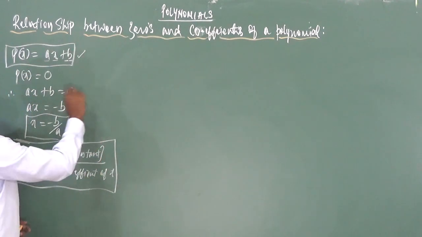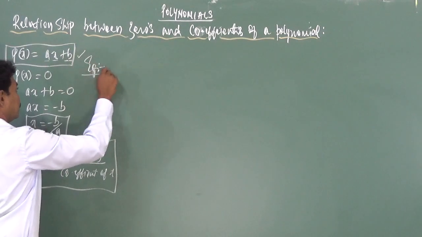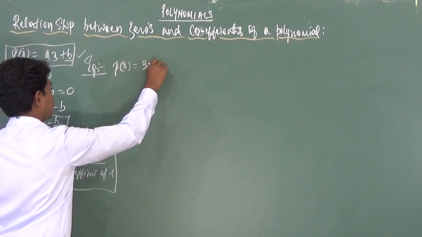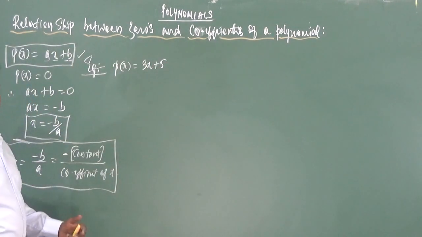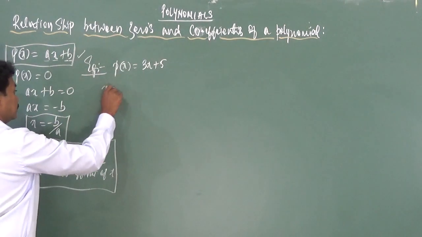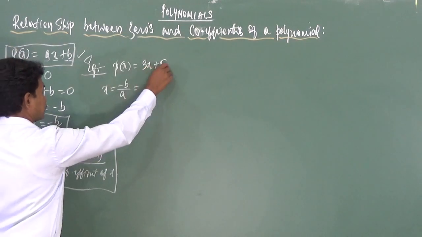For example, let us go with a simple example. P of x is equal to 3x plus 5. So I want to get the 0 of this polynomial. So how to get it? It's very simple. We can use the formula, x is equal to minus b by a. So here, ax plus b.